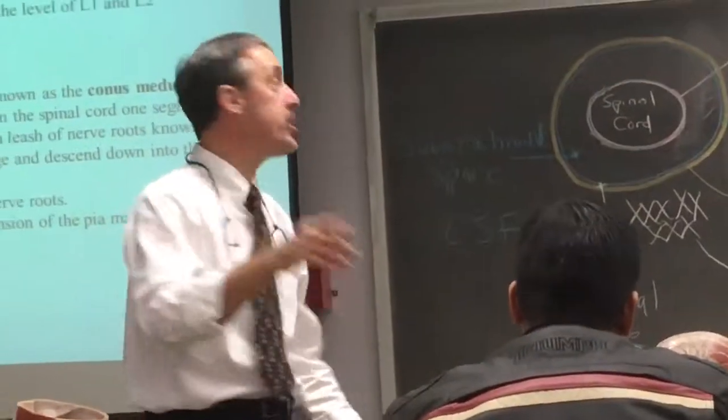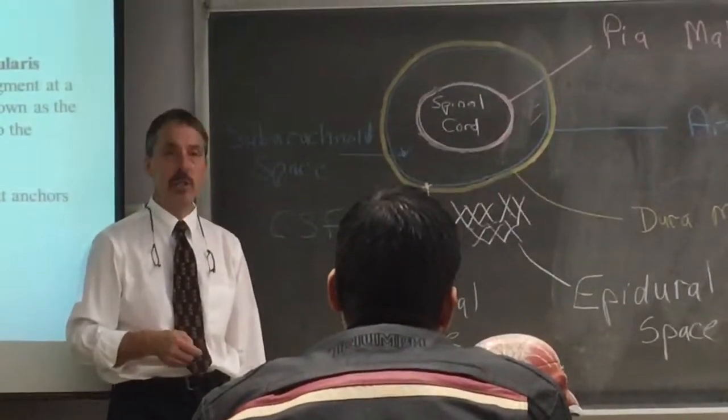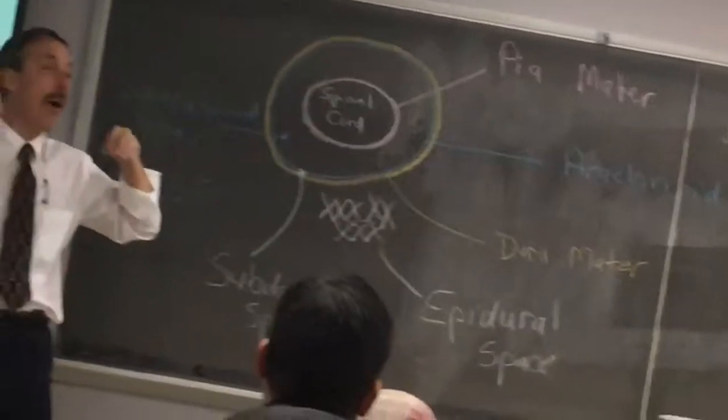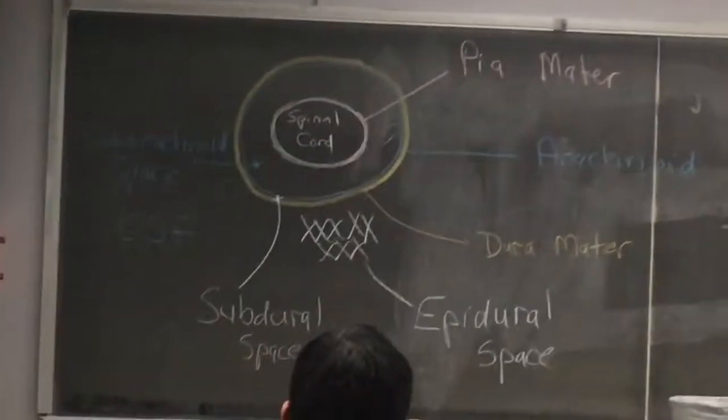Right? When people go for a spinal tap, which space are they going to go in to draw out fluid? Subarachnoid space, right? They take this long needle, they go into the subarachnoid space, they draw out the fluid to see if there's any bleeding or infection and that type of stuff.